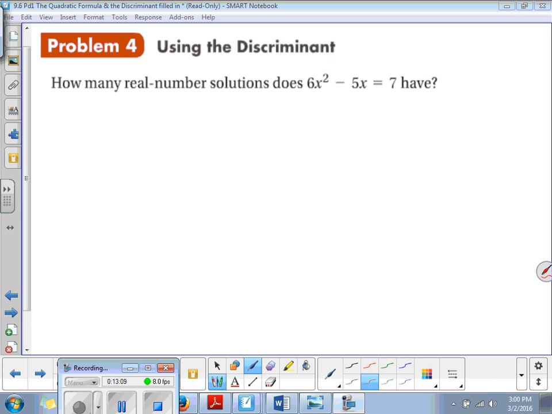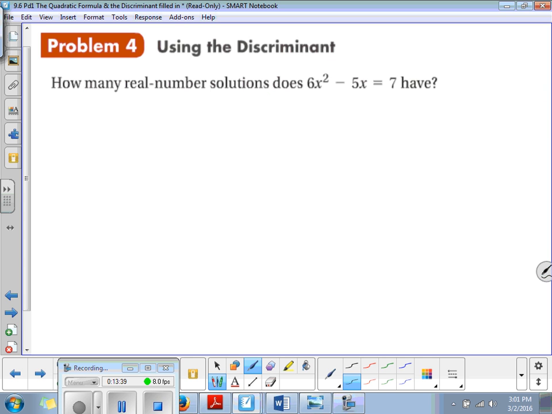All right, problem 4 is using the discriminant. For this one, we want to know how many real number solutions does 6x squared minus 5x equal 7 have? We want to know how many solutions there are. You think 2? You think? I think 1. Anybody else? 7. Going once? Going twice? 3? 3. Okay. 8? No solution. No solution? Okay, let's check it out.